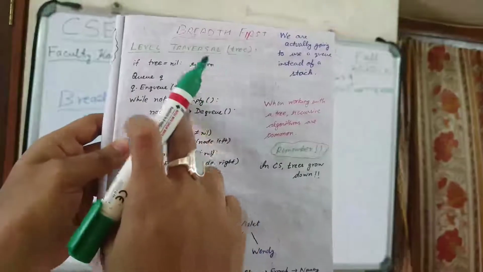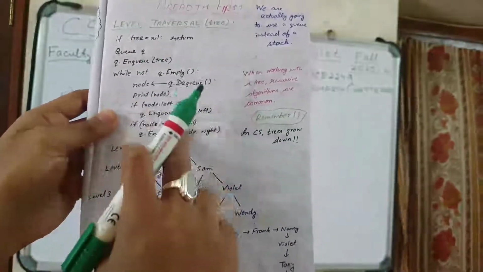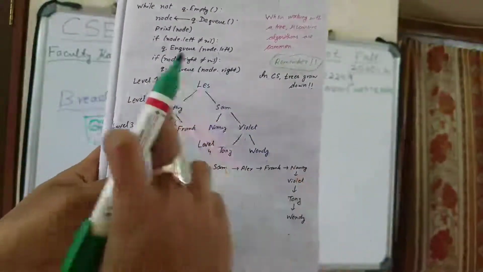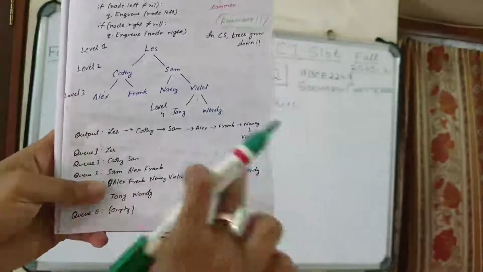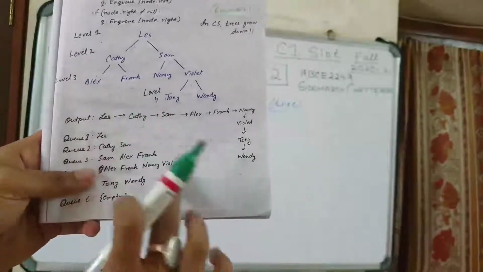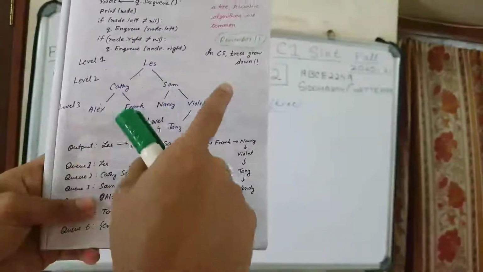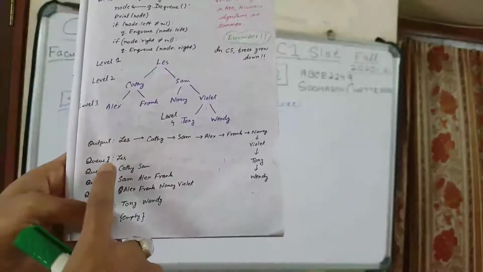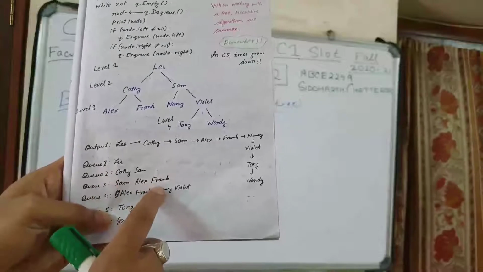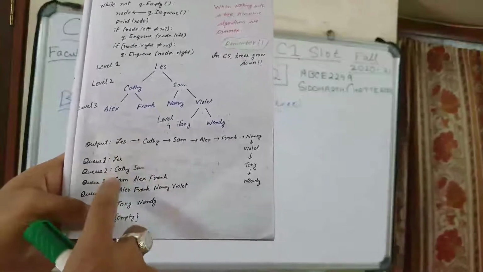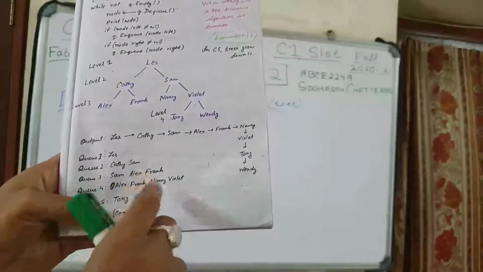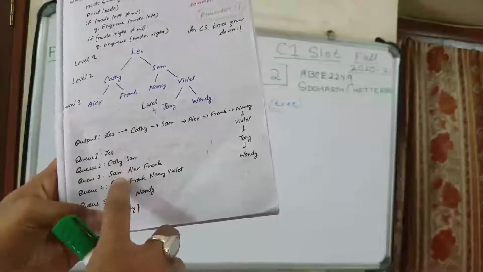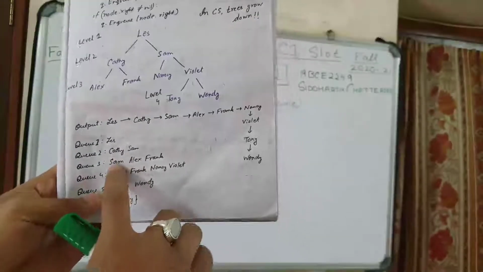It is written: 0, then it will queue, NQ, DQ and print, with a while loop. This is level 1, level 2, level 3. We use a queue. First we queue Les, then we queue Kathy and Sam because they are the children. We go level by level. After Kathy, Sam, we go to Sam's children, Alex, Frank. Now why this? Because after Les, Kathy, Sam is done, we have to DQ them and then queue their children again. So this is how it's basically done.